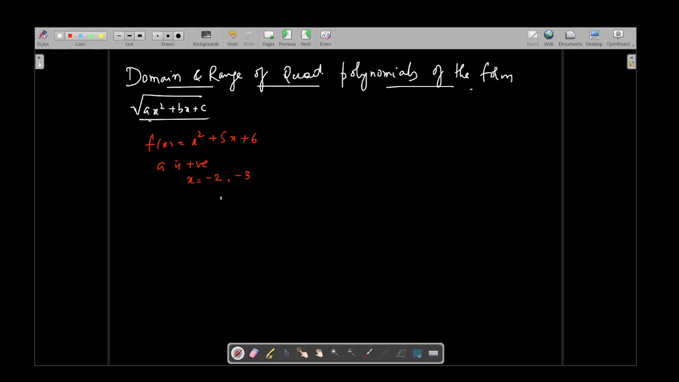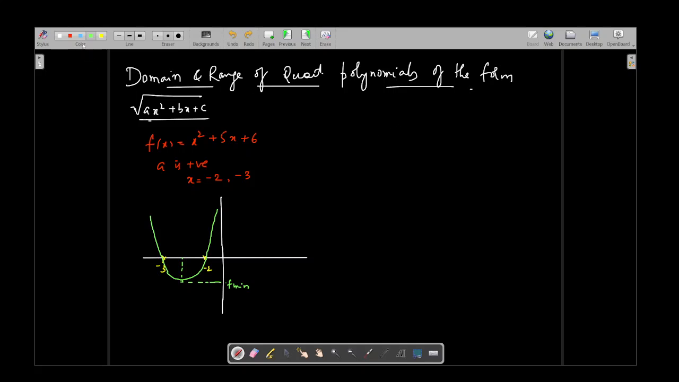So this is my -3 and -2. The curve would look like this. It goes up because a is positive, and we have some minimum point here. This we call f minimum. The range is from f minimum to infinity.